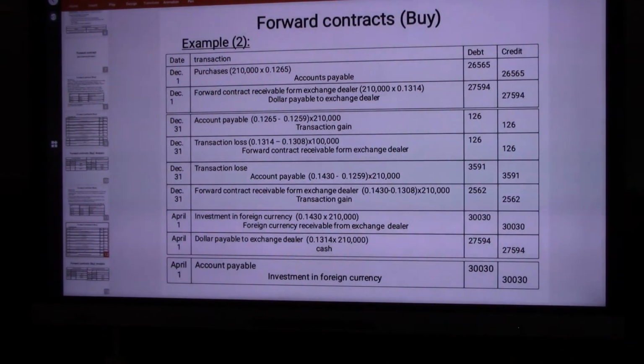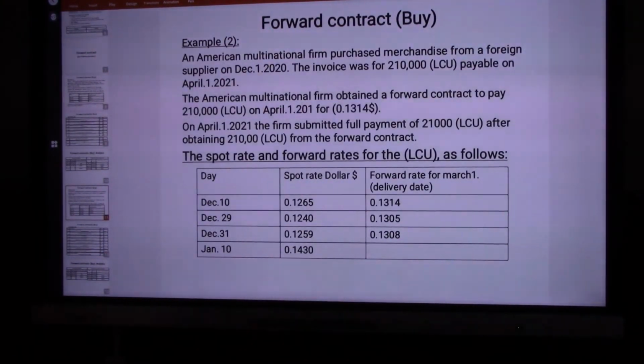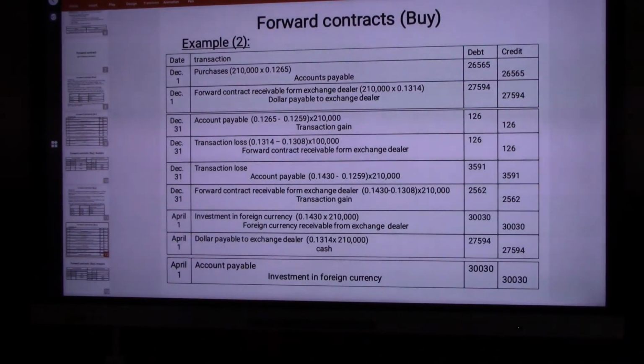يعني أول حاجة هاخد فلوس يبقى أقول investment in foreign currency receivable from exchange dealer. بكام؟ بالريت اللي بتسجل فيه date of payment هو 0.143. طب أنت هتدفع للديلر بكام؟ بالagreed بالlocked price اللي احنا اتفقنا عليه زمان واحنا بنعمل forward contract. So on April 1st, from investment in foreign currency receivable from exchange dealer, I'm going to pay dollar amount payable to exchange dealer to cash.